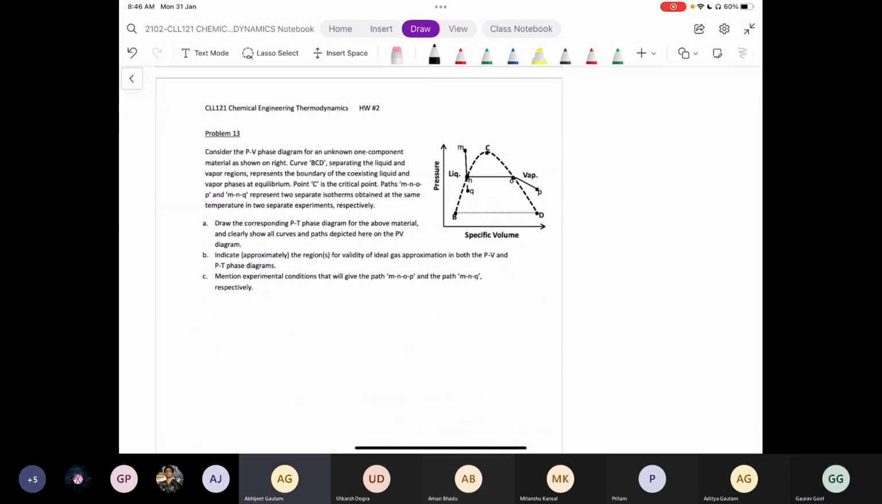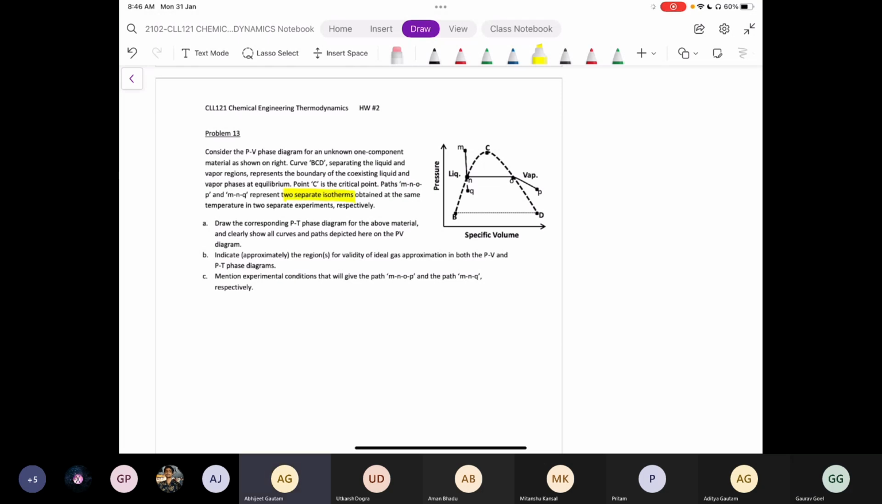I had a doubt in the last line of the first paragraph: the paths MNOP and MNQ represent two separate isotherms. How do these two paths represent two separate isotherms? Particularly from N to Q, how does this represent the same isotherm? It doesn't, right? That's why I'm saying it is representing two separate isotherms.